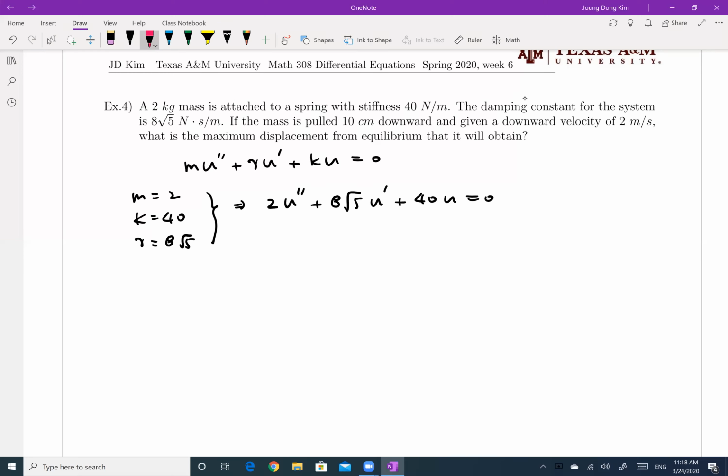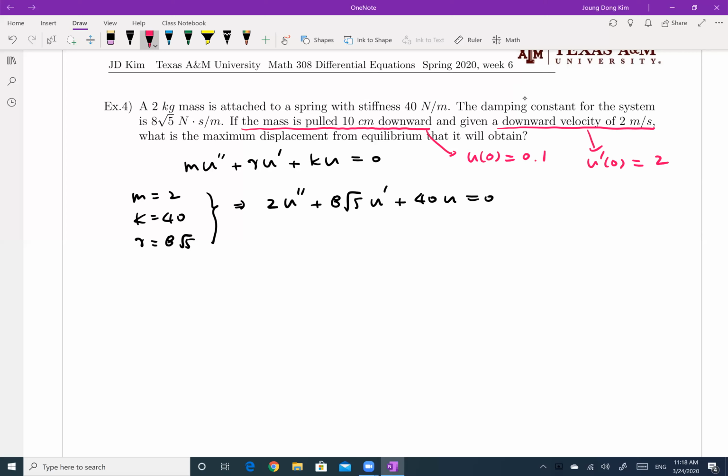At the starting point, the initial point, they pull down 10 centimeters downward, which means u of 0 is 10 centimeters, which is 0.1 meter. Downward means the length of the spring is increasing, which is why it is positive. And what about the velocity? The downward velocity is given, so it's in the direction of stretching out the length of the spring, which is why u prime of 0 is also a positive value.